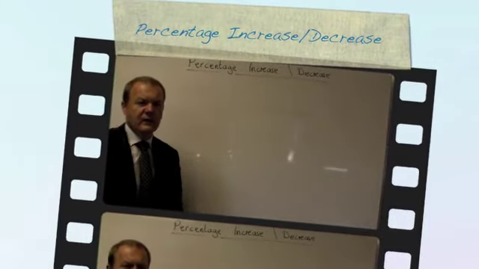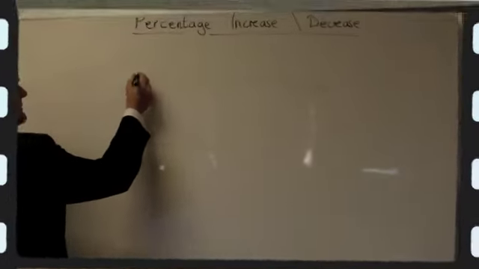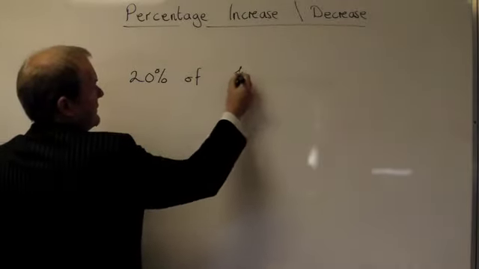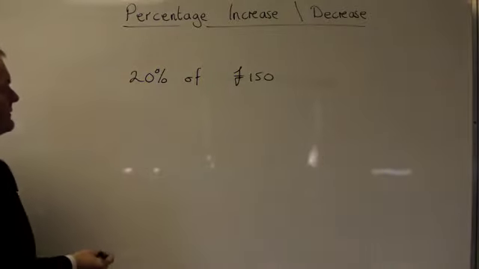You should be able to already find the percentage of an amount. So for example, if we wanted 20% of £150, you should already be able to work that out.